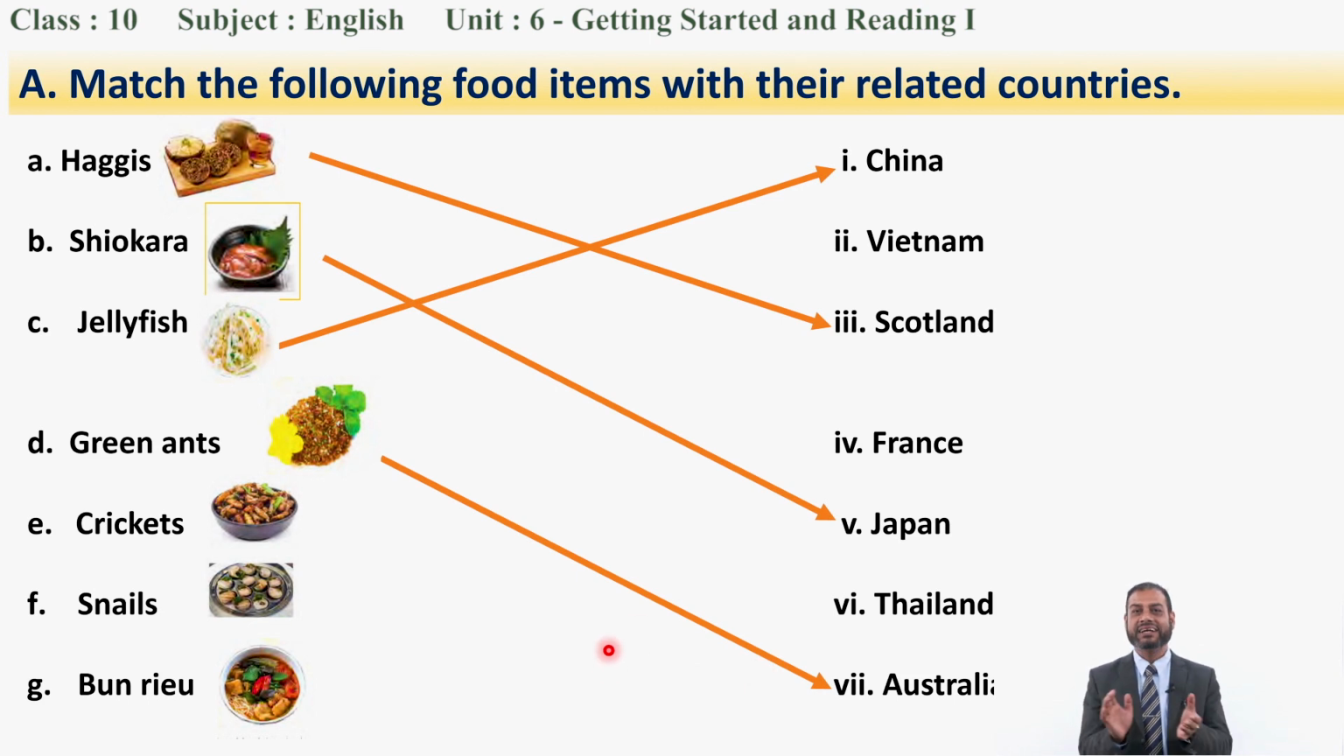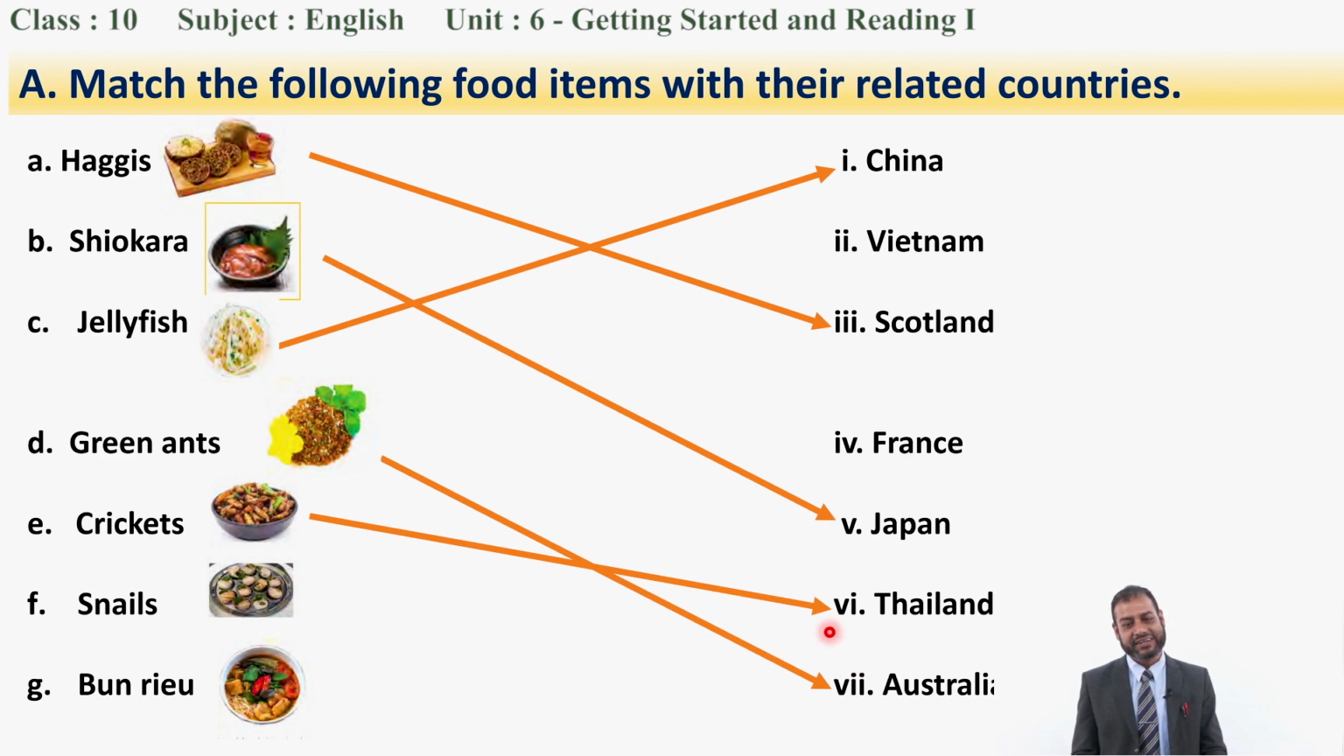So if you are right, now I want to clap for you. And if wrong, don't be upset, okay? We learn by making mistakes and I am here to help you. Dear students, now we have another food item that is crickets. And which is the country for crickets? Okay, tell me once again, very loudly. Okay, let me check. It is Thailand. If you are right, you can tick yourself, okay?